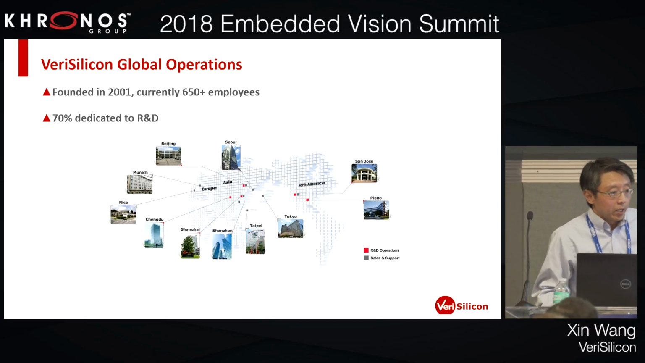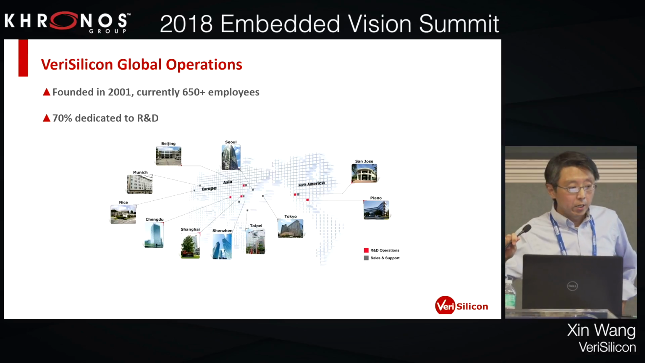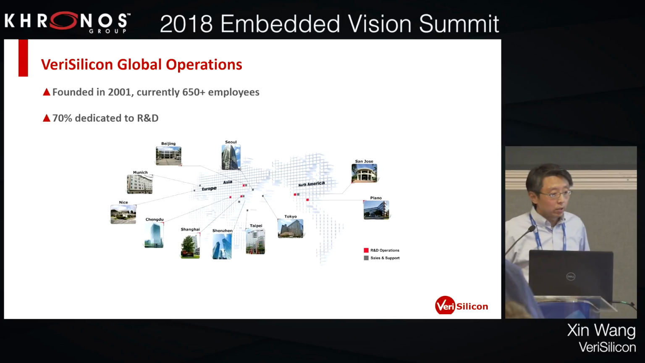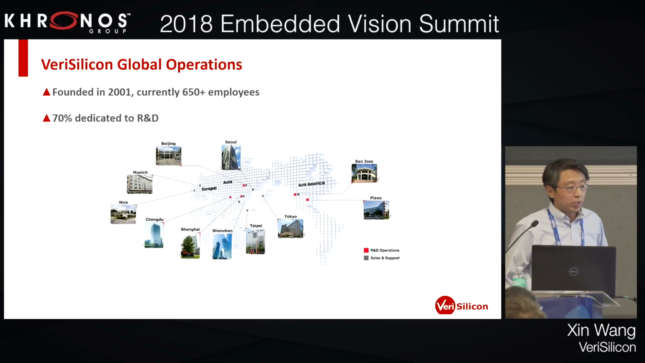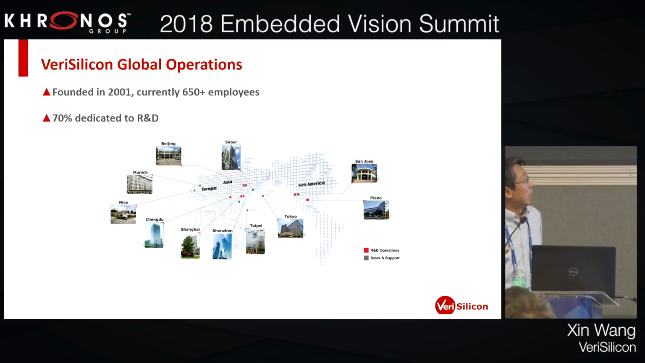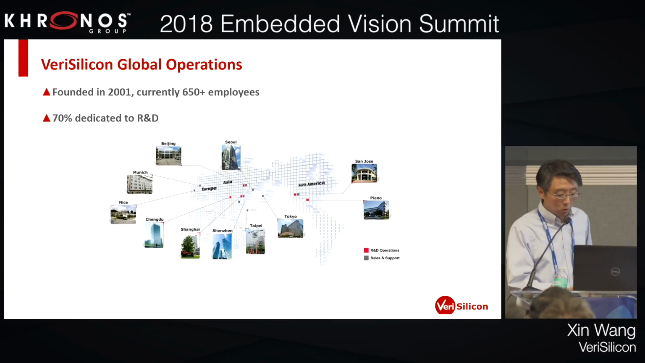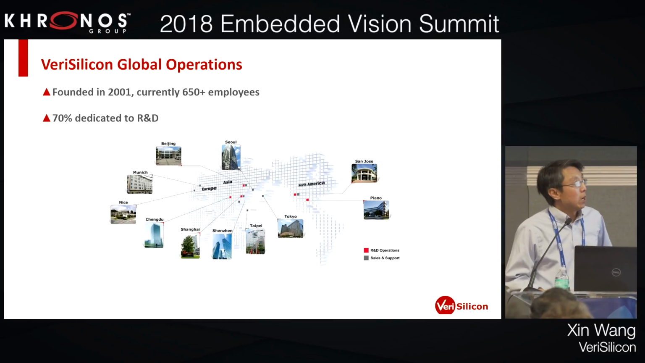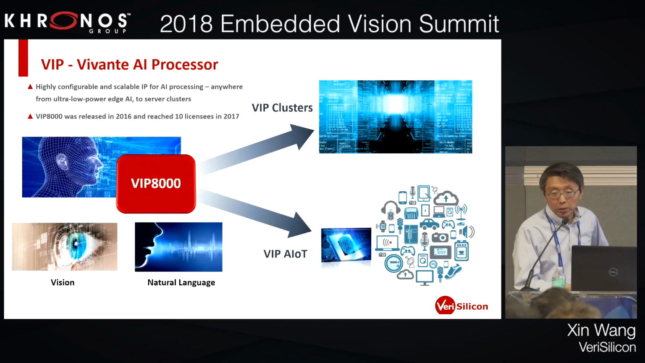About the company, Verisilicon is still a privately owned company, founded in 2001. Currently, we have over 650 employees, with 50% dedicated to R&D. We have multiple R&D offices and sales offices all over the world. As for the VIP, I need to mention that Vivante is part of Verisilicon and was acquired by Verisilicon. So the VIP originally comes from Vivante.